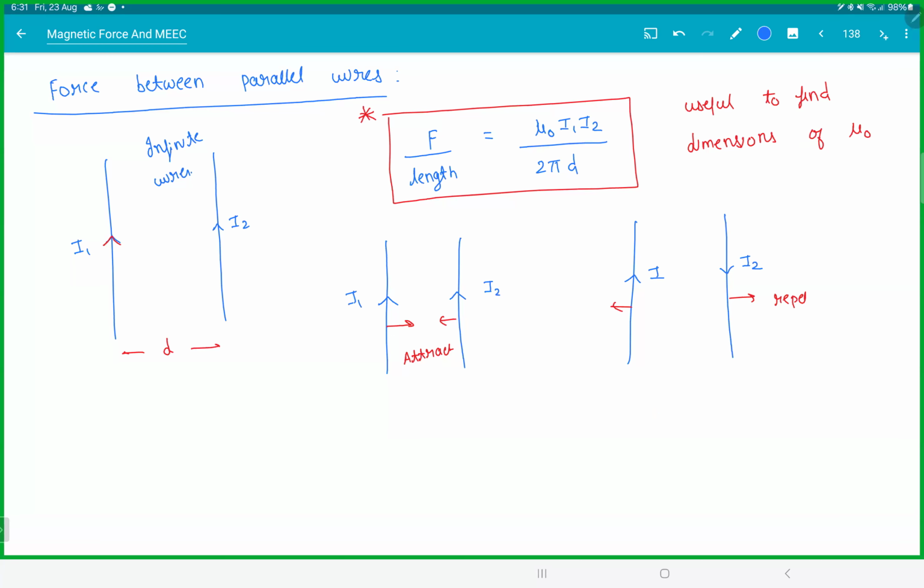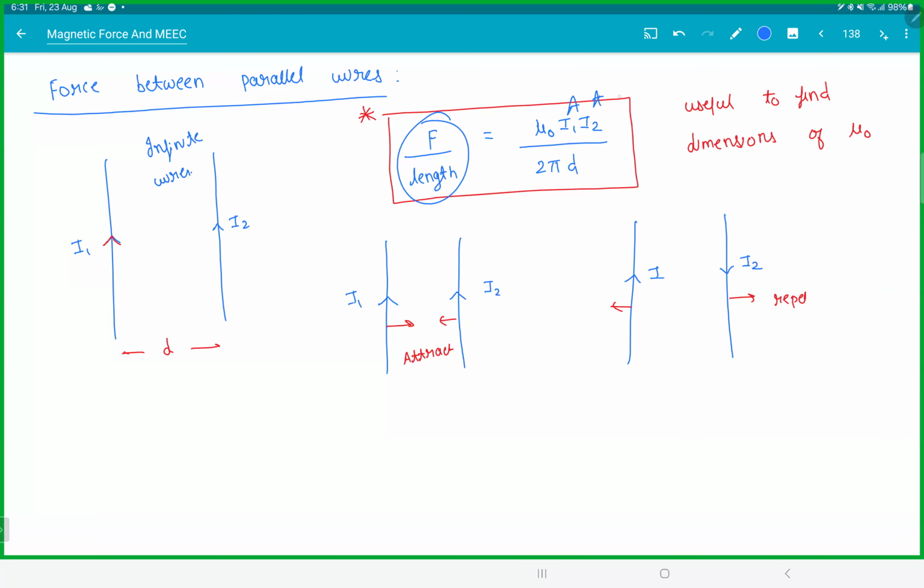So if I want to ask you for mu naught, this is a good one. Where else did you see mu naught? In magnetic field. Remember Biot-Savart's law? dB is equal to mu naught by 4 pi. Means you need to find the dimension of magnetic field. You will go mad. You will find magnetic field, you'll say F is equal to ILB. You can eventually figure out, but this thing I found directly gives you in terms of force per unit length.